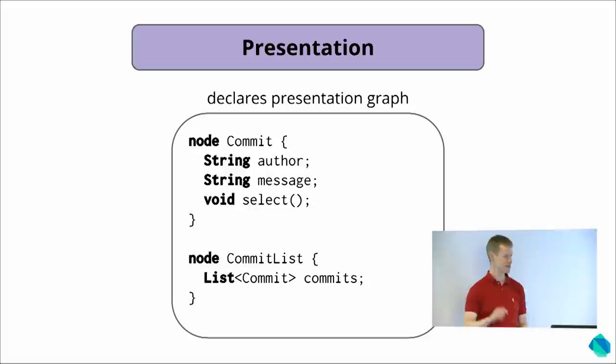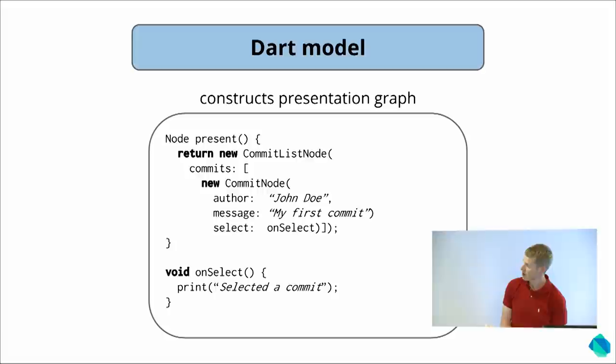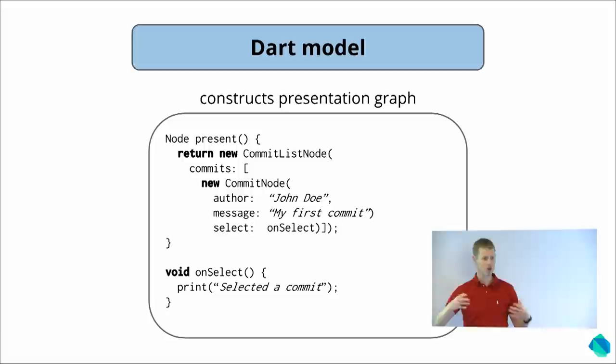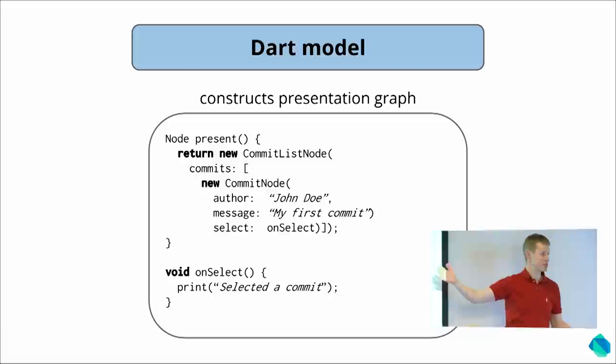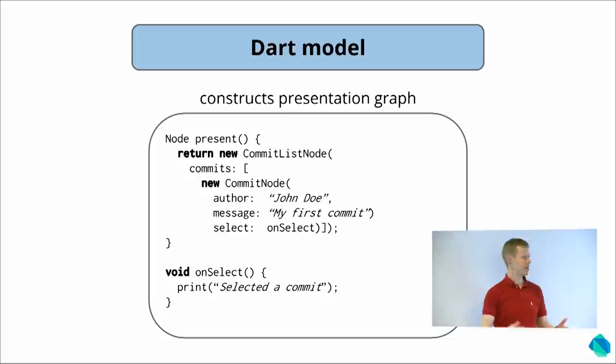So you can write this for your application, write the data types that make sense for you, and you can create this from the Dart side then, and let's take a look at how that might look. The Dart model will actually find some way of fetching information from the network or building that up, build a model, and then basically have a method called, in this case, present, that will return a node from this presentation graph, constructed like Flux and React.